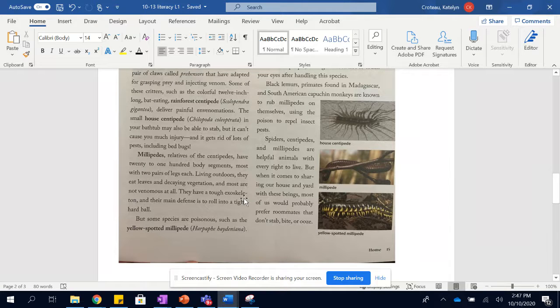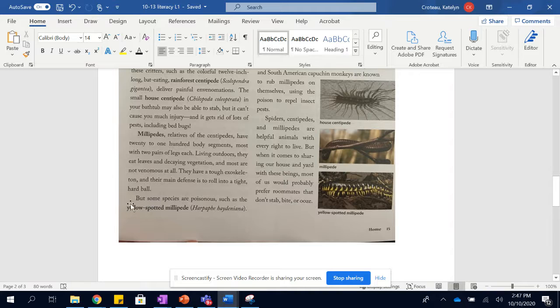Though they have a tough exoskeleton, and their main defense is to roll into a tight, hard ball. Exoskeleton is that your skeleton is on the outside of your body. For example, a crab has an exoskeleton. Okay, we do not have an exoskeleton. Exoskeletons are almost like armor on the outside of your body, versus us, our skeleton is inside and protects our organs that way. So certain animals have an exoskeleton where it is on the outside of their body instead.